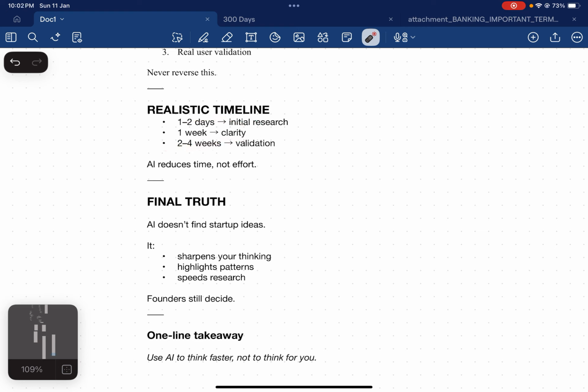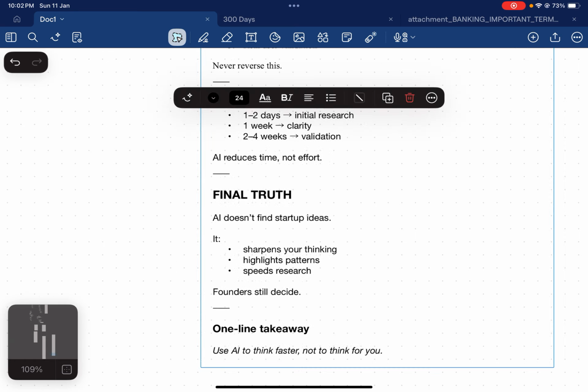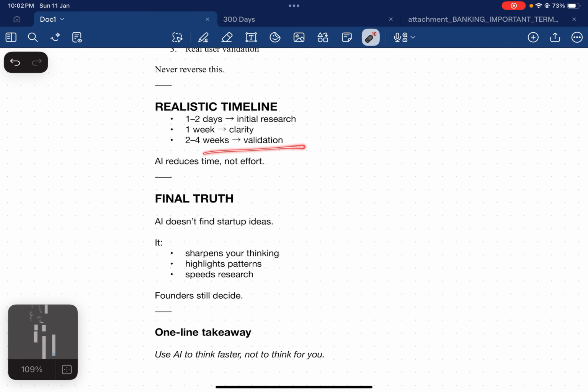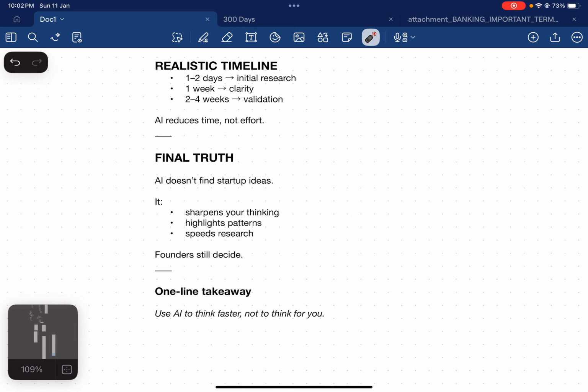You have to write your problem statement, your solution workflow, how you are going to solve that, what your target market is, what your target audience is, and you have to write everything clearly. Okay, so then 2 to 4 weeks for the validation. Now, after validation, you have to go to the final round. So AI reduces time, not effort.